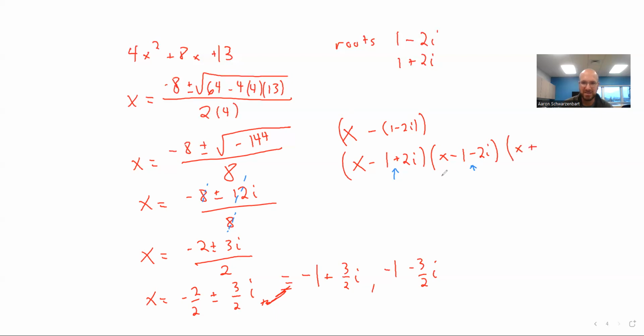My other ones are going to use the ones below. You always have to switch the first sign. So because this was a negative 1, it's got to be x plus 1 plus 3/2i, and x plus 1 minus 3/2i. Your conjugates must come between the complex numbers, not the sign in the middle. Okay. Factoring as a product of linear factors, example 6.